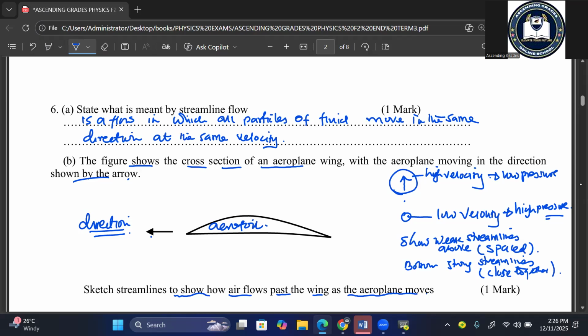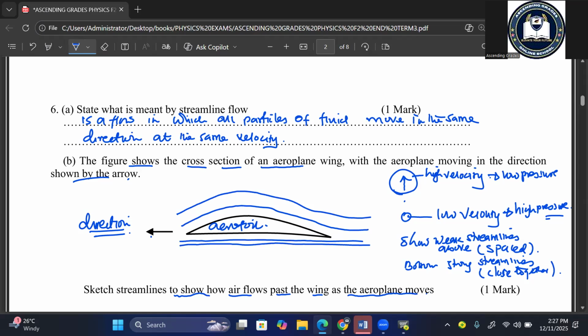So we space the upper ones, and then the lower ones are supposed to be close. The spacing must be very close. Then you show the direction.